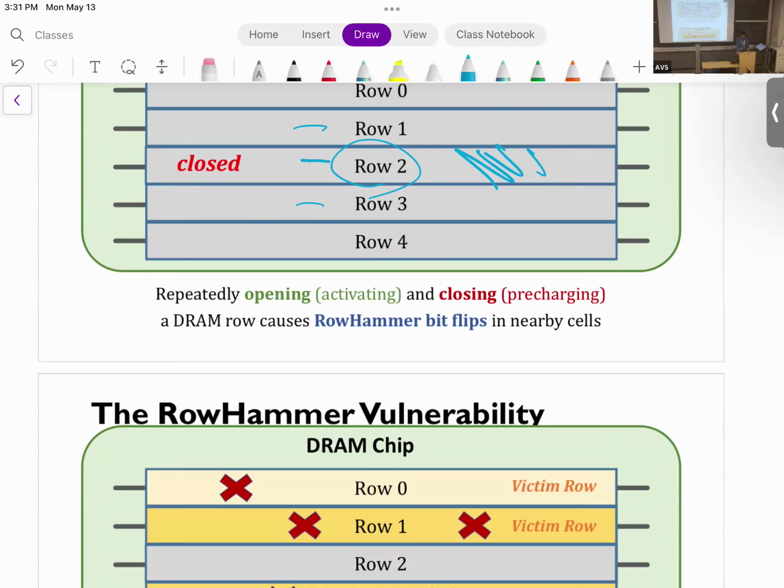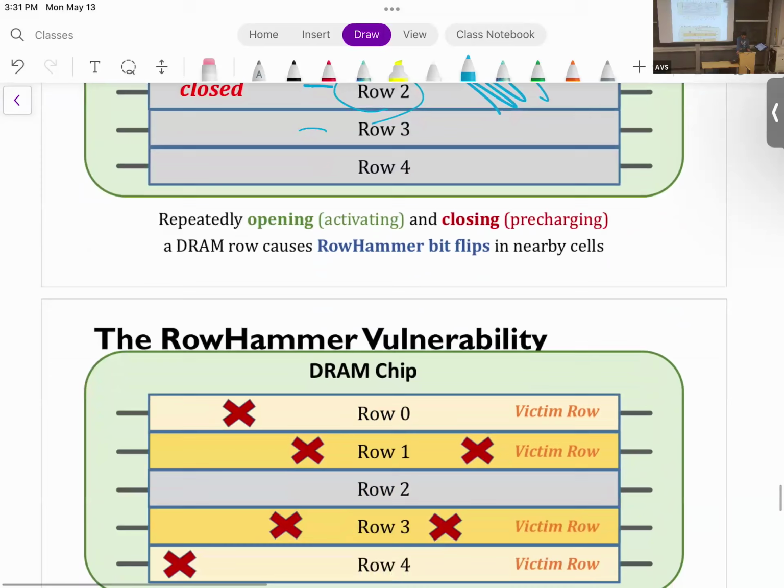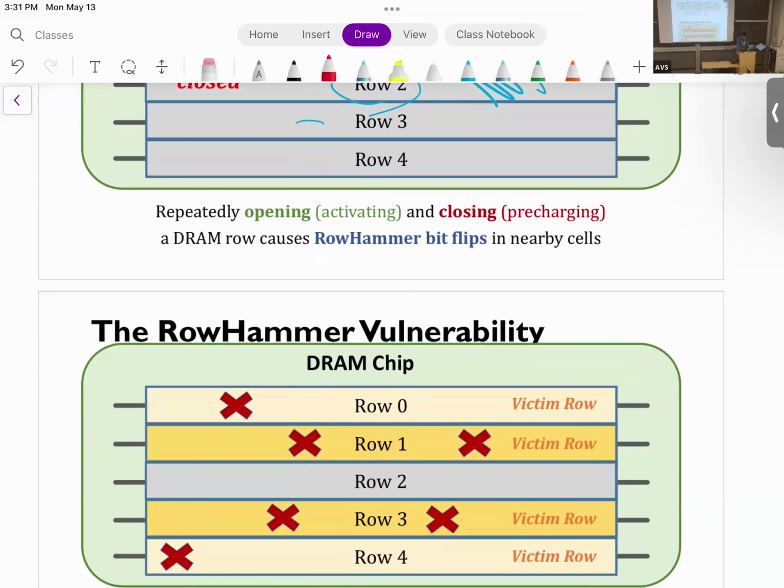Okay, as I do the pre-charging, what will happen is that the nearby rows, first of all, this is what we call the adjacents, and people have recently shown that the blast radius of two rows from the main row is also impacted by this. So these 4 rows, quote unquote victim rows, are impacted by this.